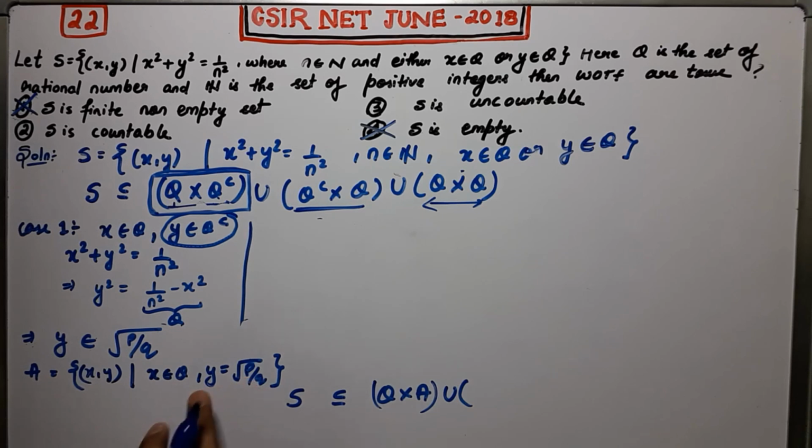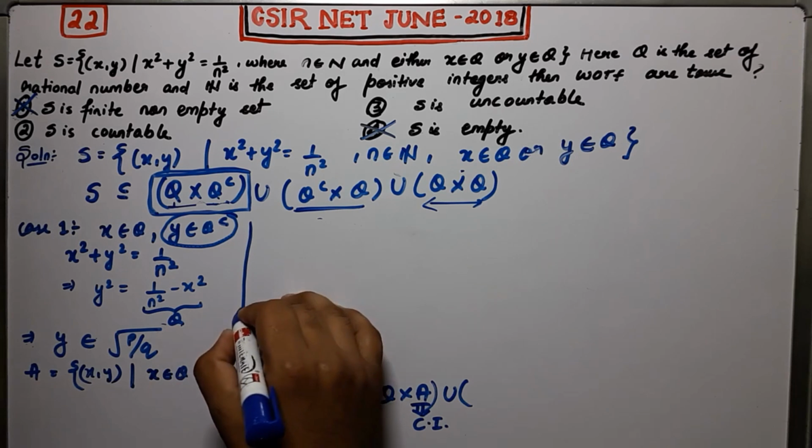Now you see, for every P over Q there is a Y. That means this A set has cardinality of Q cross Q. You are getting my point? Your X belongs to Q and Y belongs to Q, but Y is of type root P by Q. Therefore you can say that Y is varying over the set of rationals, which means this set has a 1-1 correspondence with the set Q cross Q. Therefore this set is countable. Now you know that this set is countably infinite. This is what you can conclude.